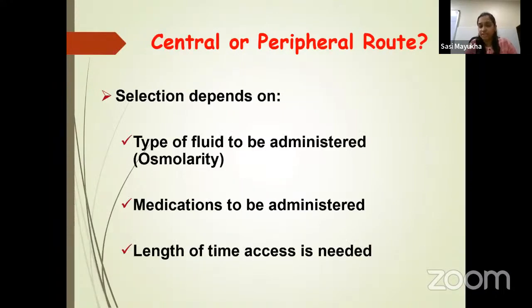So why central or peripheral route? Usually the selection depends upon the type of fluid, the medications to be administered, and the length of time of access. This is very important in an ICU setup, when a patient comes and you have to give a lot of inotropic support, or when you need dialysis, you need a central access rather than a peripheral route.